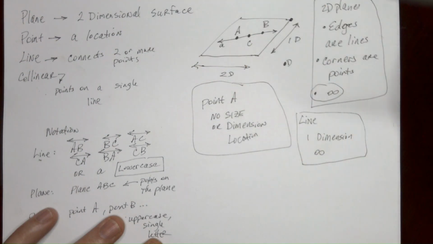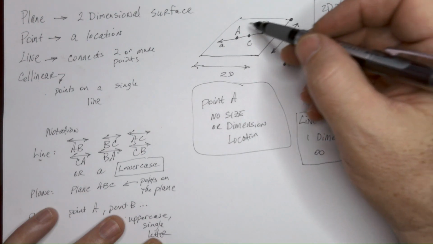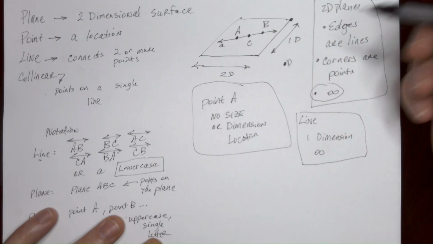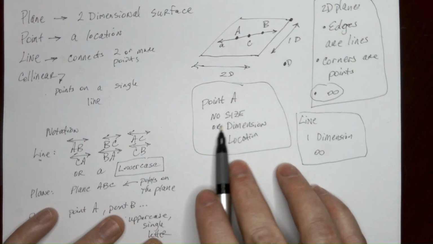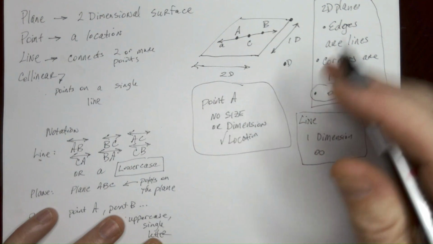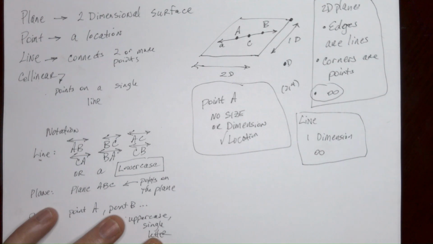about points. Points are just a location, like a place, like A, C, and B right here. These are all points on this plane. D is a point that's not on the plane. Now, a point has no size, no dimension. It's just a location. That's all it is. It's just a place, like a coordinate, like 2, 4, something like that, right?